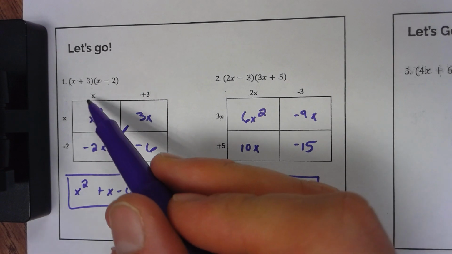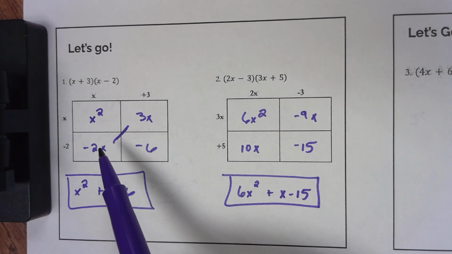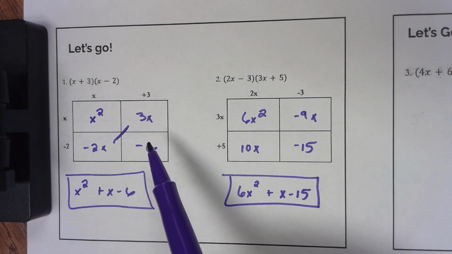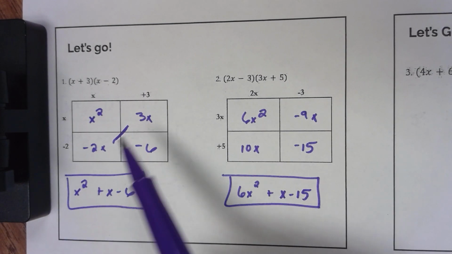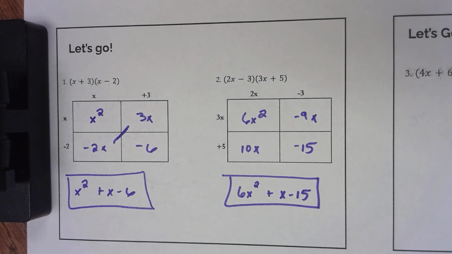Okay, so x times x, x squared. 3 times x, 3x. x times negative 2, negative 2x. 3 times negative 2 is negative 6. I then am looking for any like terms. 3x minus 2x is a positive 1x. So this entire expression simplifies to x squared plus x minus 6.